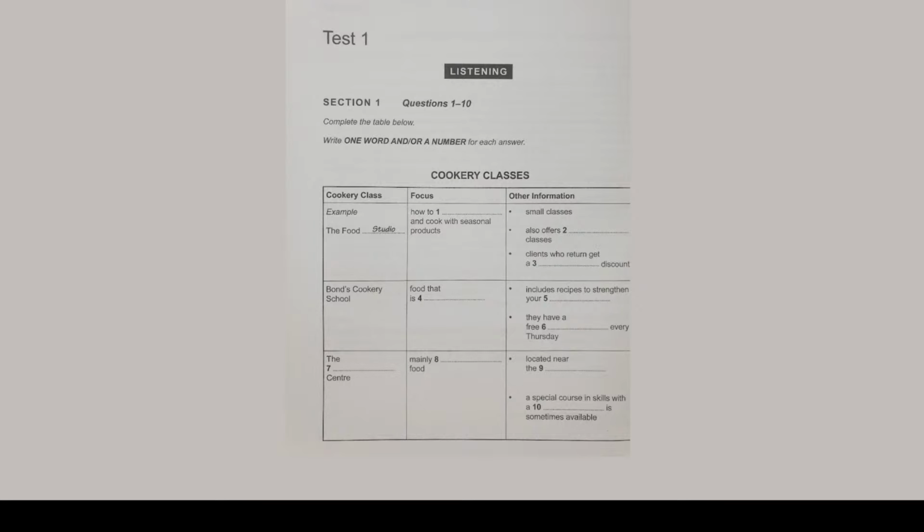The first cooking class is at the food studio, so studio has been written in the space.